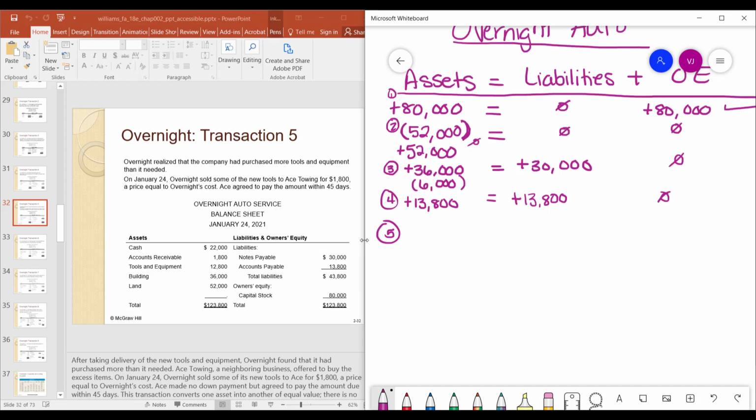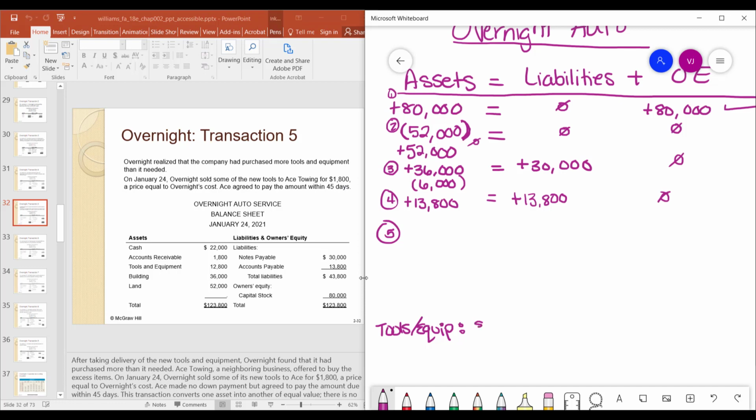Okay, so here there's more than one element involved. So that tools and equipment, the $13,800, we decided to sell some of those tools and equipment to another business. But did we make any profit off of this? Because that's a little bit more advanced than our purposes for this chapter. There's a reason they say that they sold part of those tools at a price equal to cost. They did not make any money off of this transaction. They sold some of their tools to Ace Towing for exactly what they paid for those tools. So there's no profit or anything here.